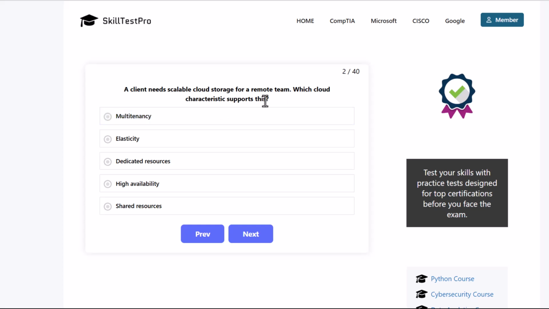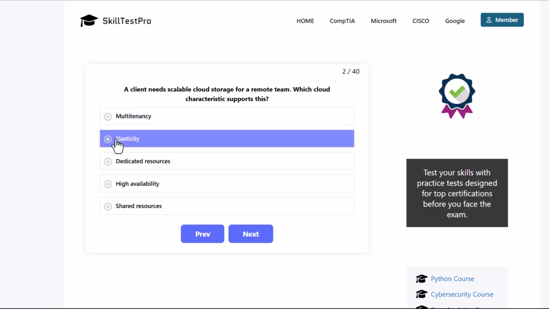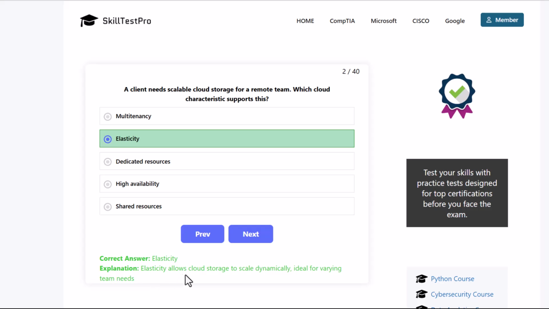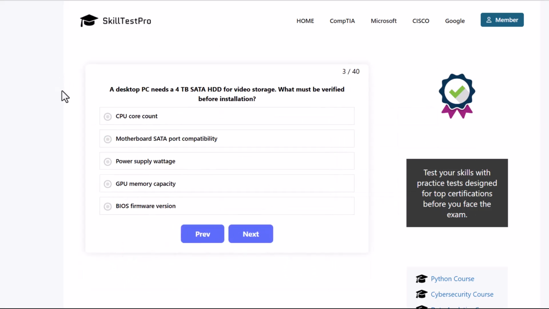And next question: a client needs scalable cloud storage for a remote team. Which cloud characteristic supports this? Multi-tenancy, elasticity, dedicated resources, high availability, or shared resources. And for your CompTIA A+ Core 1, especially this one, 220-1201, you should also have better knowledge about cloud, because this is one of the first exams which concentrates on cloud much more than previous exams. And here the correct answer is elasticity, as elasticity allows cloud storage to scale dynamically and it is ideal for varying team needs.